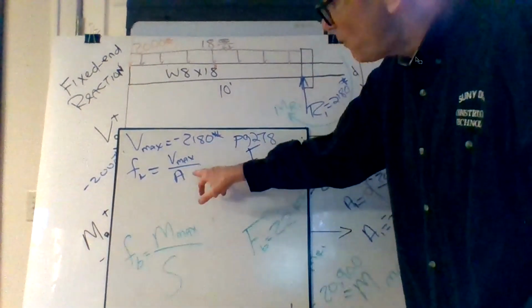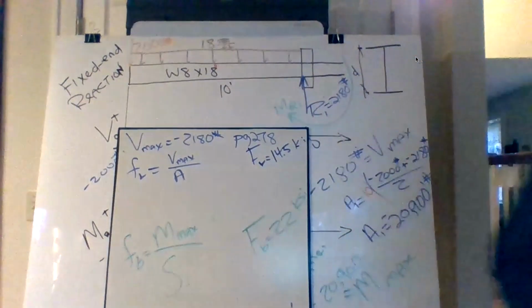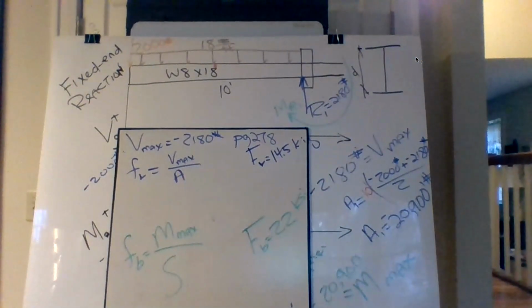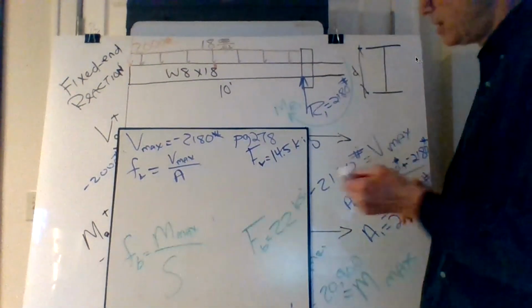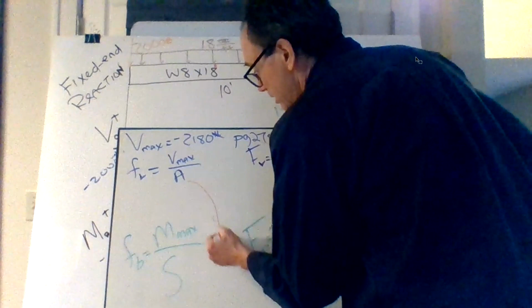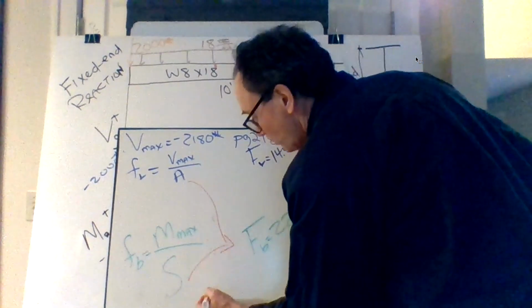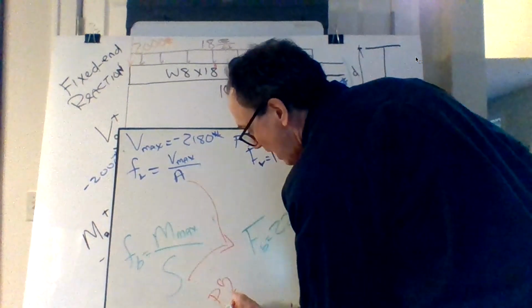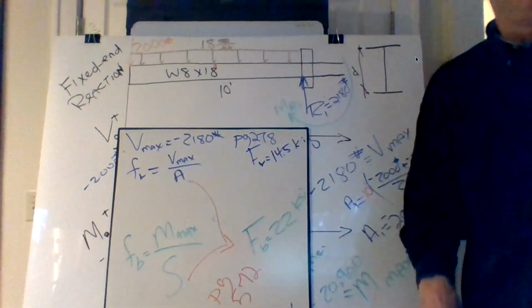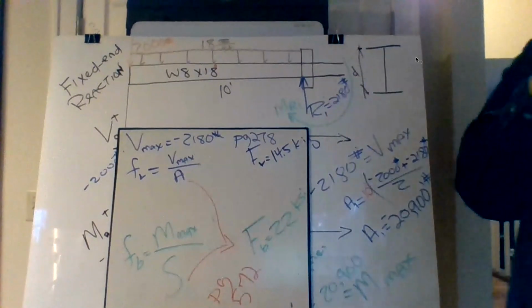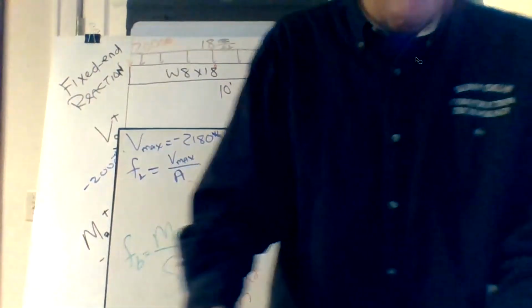Okay, but where do I find A and S? Well, I'm glad you asked. This and this on page 572 of the text.